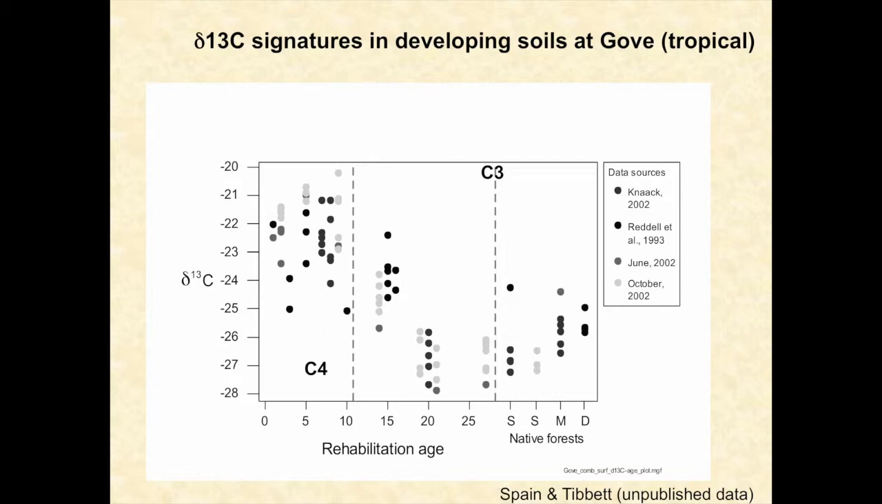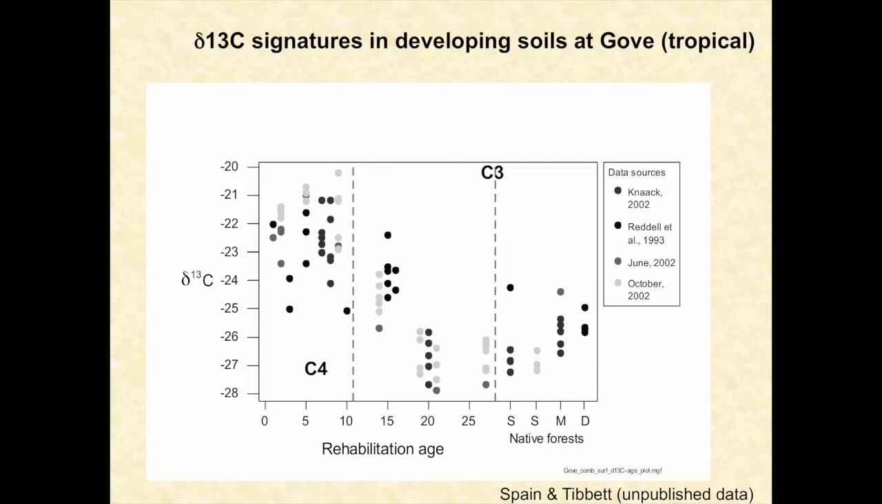Carbon isotopes are also interesting. It gives us an indication of how much the vegetation affects the organic matter and the carbon in the soil. So here we have the relationship between delta 13 carbon and restoration age, which we're comparing with a number of native forest sites here. And we can see a general increase in the isotopic signature with time here.